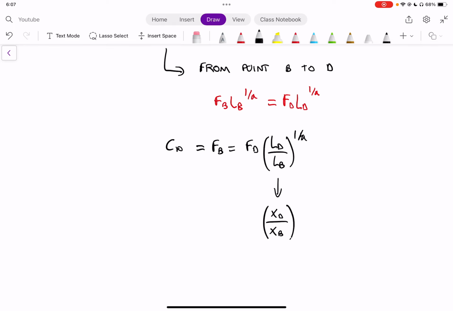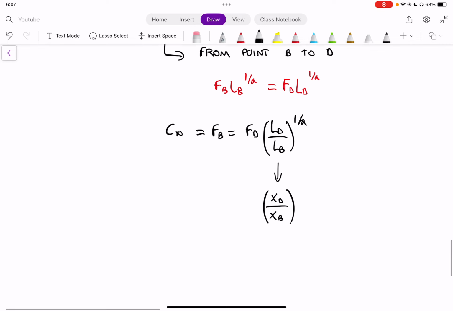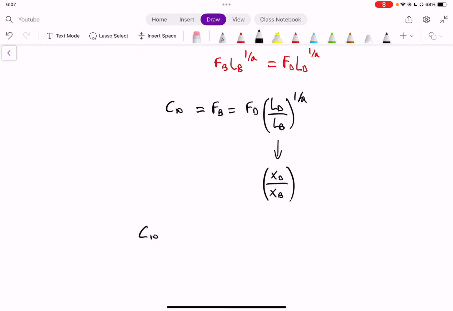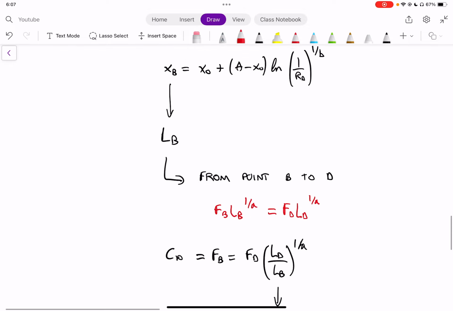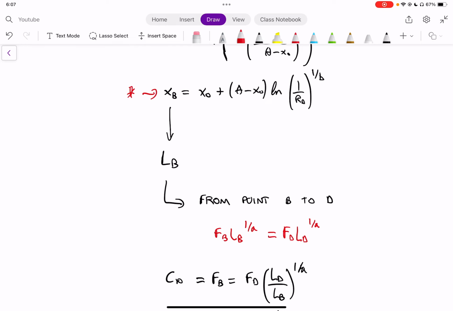Now, if I want to look for a catalog number based on a force desired, I can say that my C10 is equal to FB, that's my force at point B, and that's going to be equal to my force desired. So if I have a certain force desired, I can look for this catalog number through this force desired, multiplied by XD over XB to the power of 1 over A. Now my XD over XB is not just going to be XD over XB, because XB is hard to find. So I'm going to substitute my XB equation into my equation down here.